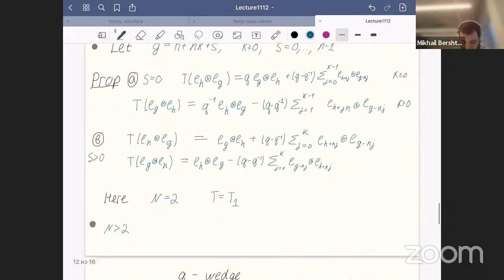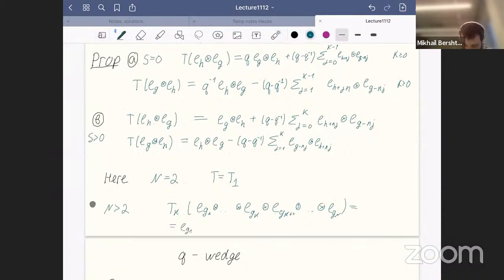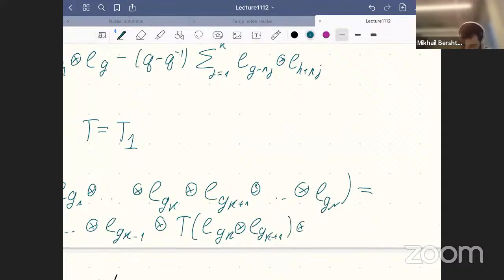And if n is greater than 2, and we act by some t_k on some tensor product EG1, ..., EGk, EG(k+1), tensor ..., EGn, then obviously this is EG1 ... EG(k-1), tensor t acting on this part, Gk tensor G(k+1), and then the remaining basic vectors.